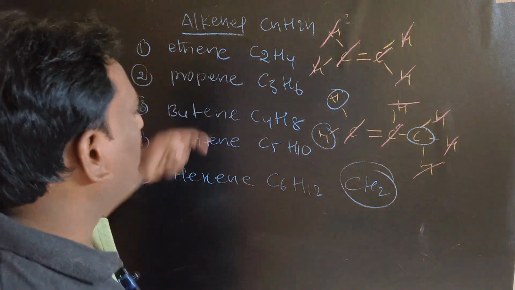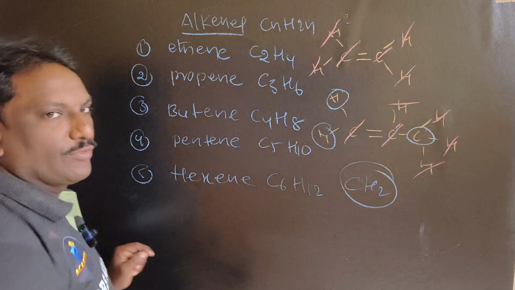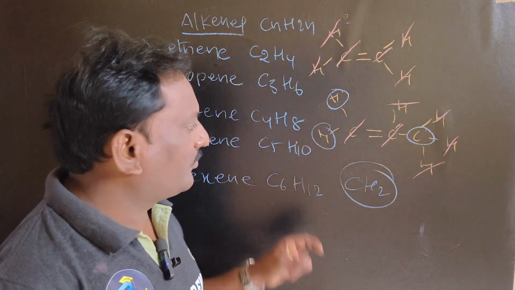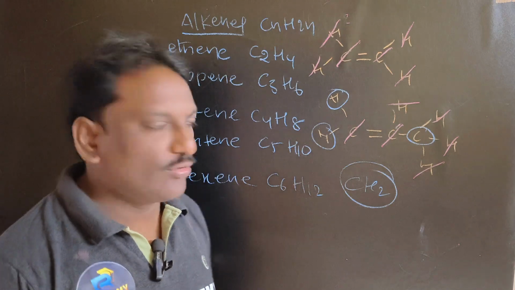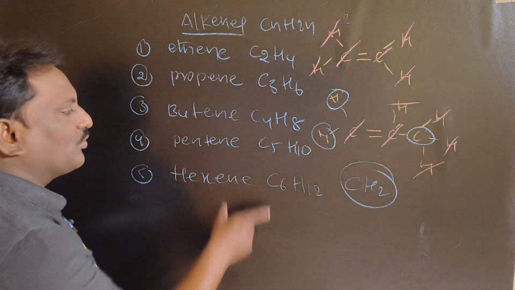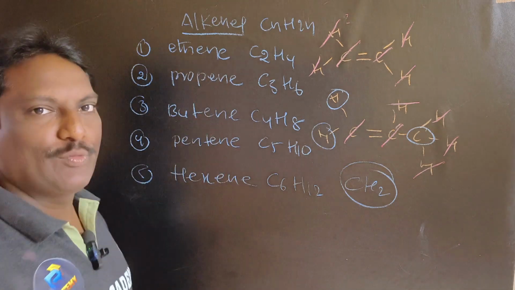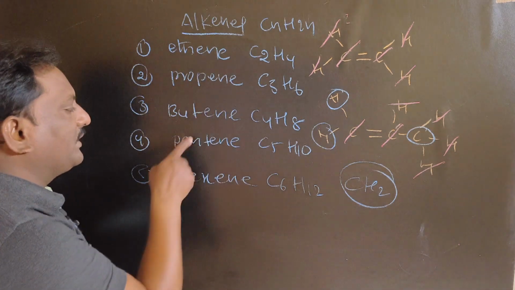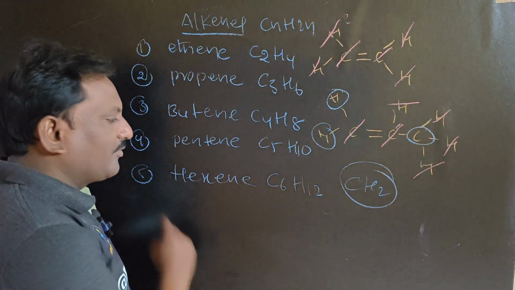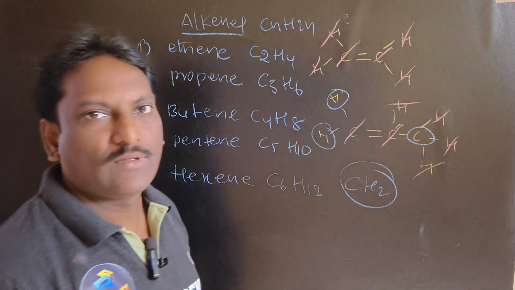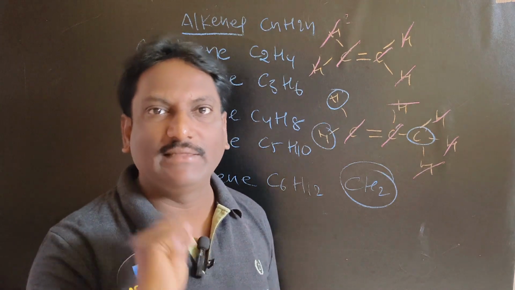A group of organic compounds having the same general formula, same functional group, and successive compounds differing by a CH2 group, or 14 grams by mass, is called a homologous series. In the alkenes homologous series, the first member is ethene, second propene, third butene, fourth pentene, fifth hexene. But in the case of alkanes, the first member is methane, not ethane.